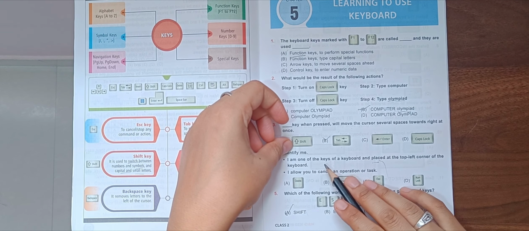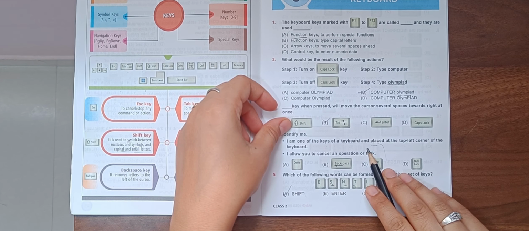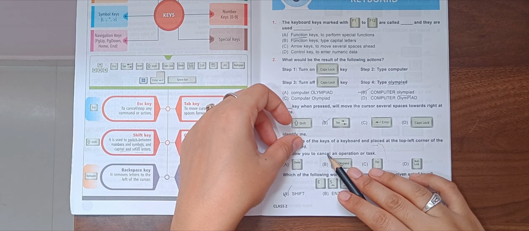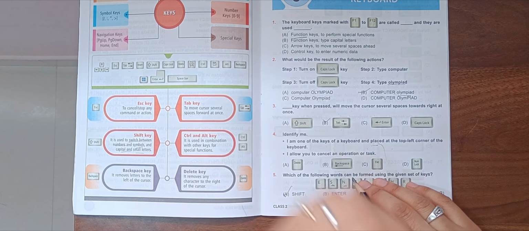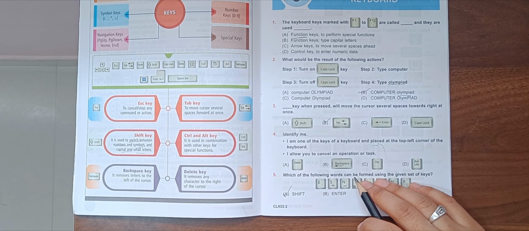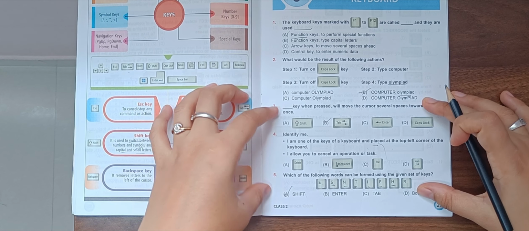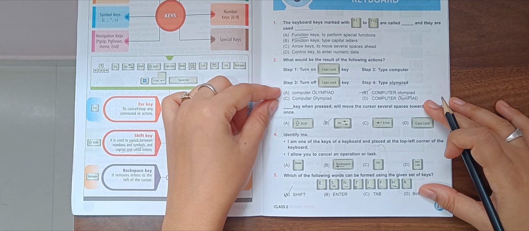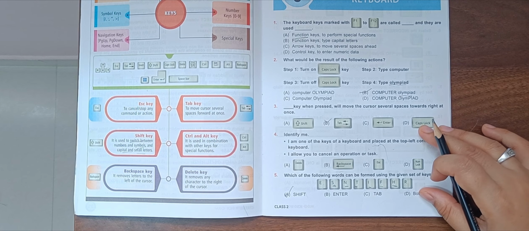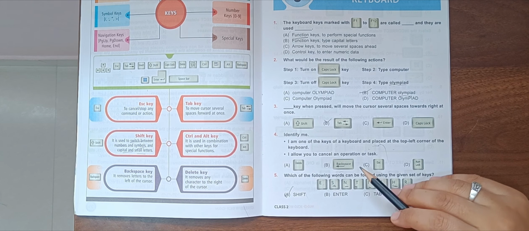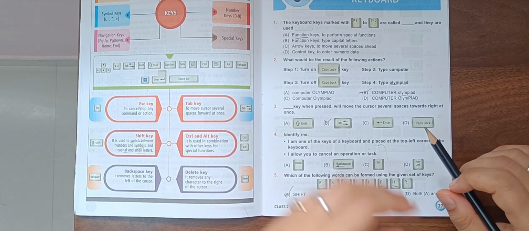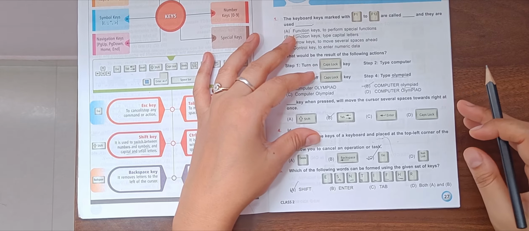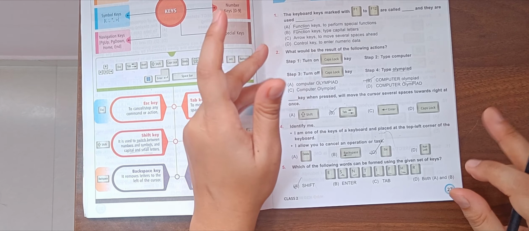Identify me. I am one of the keys of the keyboard and placed at the top left corner of the keyboard. I allow you to cancel an operation or task. Top left corner, which is the button? If this is the keyboard, then here is this key, and it is used to cancel the operation. So delete is used to remove the character on the right. Backspace is used to remove the character on the left. Escape key is used to cancel the task. Numlock is used to use the numeric keypad.